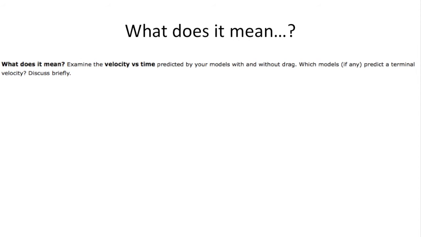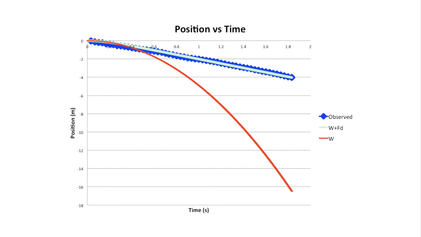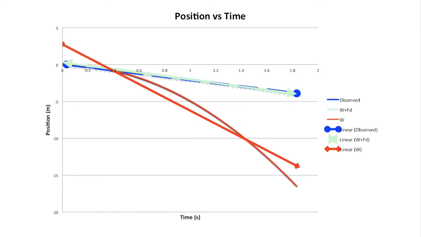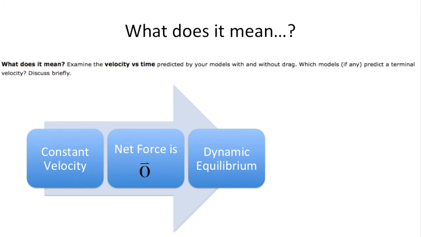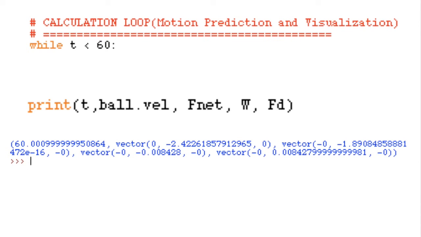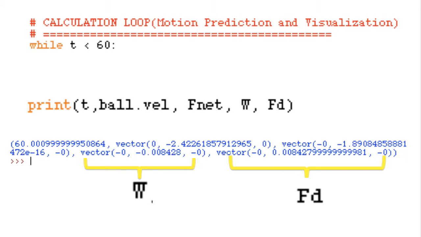Does any model show terminal velocity? The models with drag show terminal velocity. Velocity can be viewed by examining the slope of each line. When fitted with linear trend lines, it appears the slopes of models with drag become constant. The models with drag reach a constant velocity, which means net force is a zero vector. But because the system is not at rest, it is said to be in dynamic equilibrium, and weight force is equal to drag force. If I change the duration of motion to iterate over a period of 60 seconds and print the following properties, I see that though F net is still slightly changing and not yet a zero vector, weight and drag are nearly equal and cancel each other out.